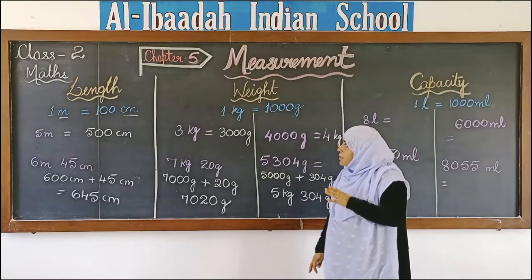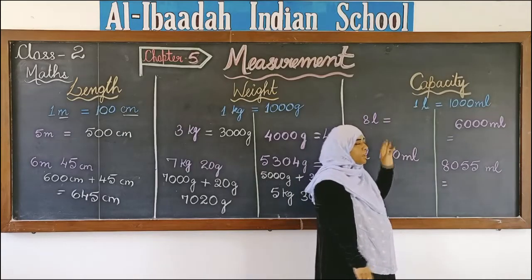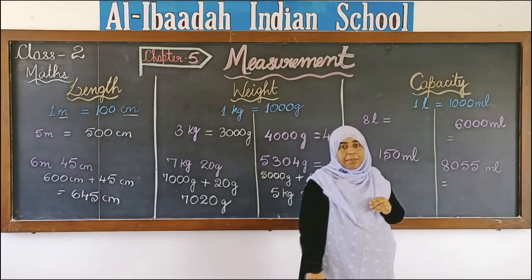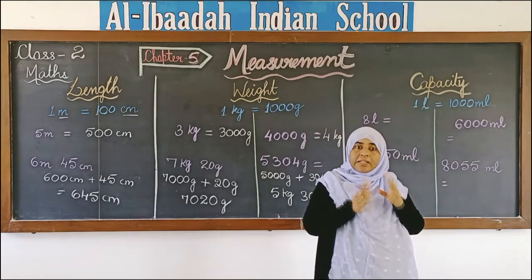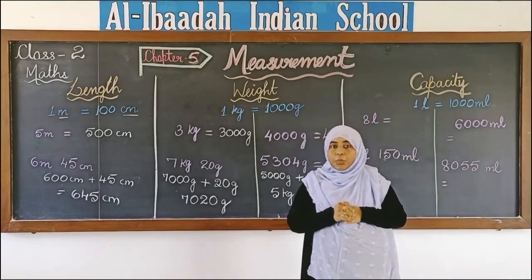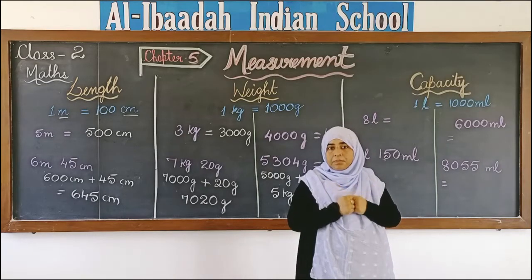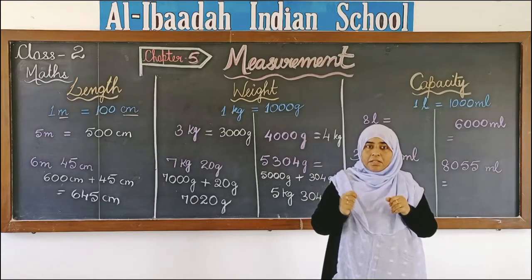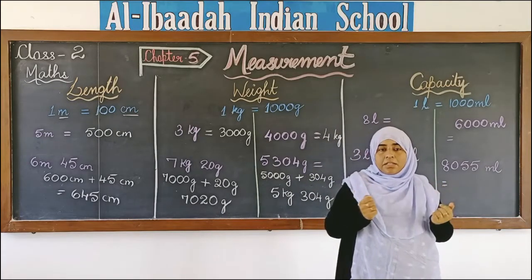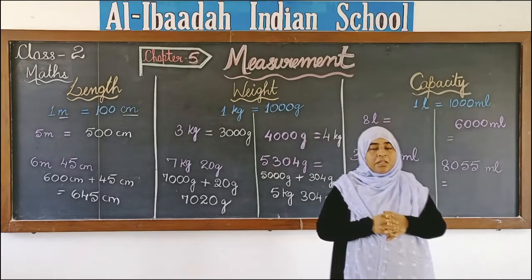Now next, the third type of measurement that we do is capacity. Like I said, when we say we are measuring capacity, here we try to find the quantity, especially of liquids. Now suppose if I want to measure milk, can I find the length? Can I use a meter scale or a tape and find the length of milk? Is it possible? No, right?